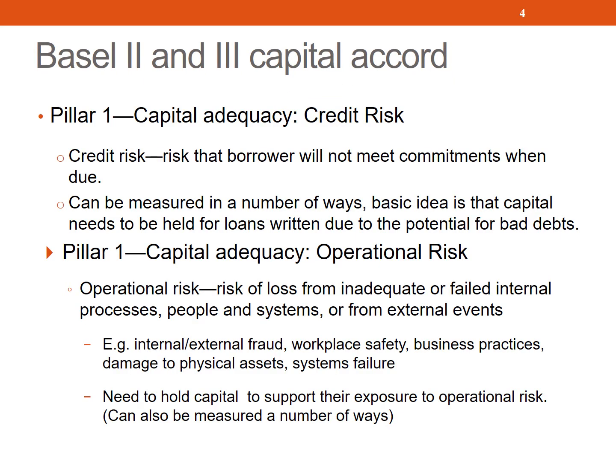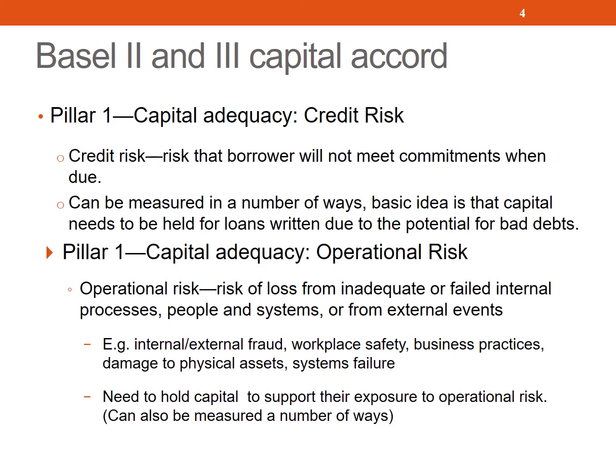Now we're going to have a look at Pillar 1, capital adequacy, and the associated credit risk, operational risk, and market risk. Credit risk is the risk that the borrower will not be able to pay back the debt when it falls due. It can be measured in a number of ways. Given this is an introductory finance course, we're not going to look at the different ways it can be measured, but it's important to understand the basic idea that enough capital needs to be held to act as a buffer against the potential for these loans not to be paid back.